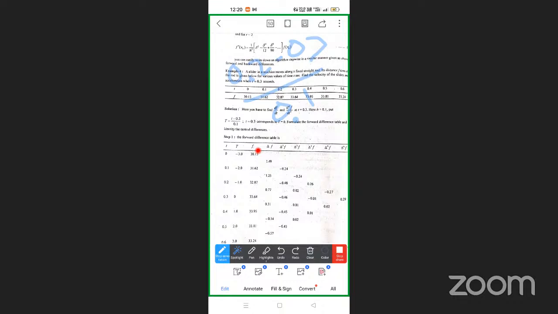Next, delta f is the difference between these two values. The table is the same for forward, backward and central differences. In any case, it is the difference between the second value and the first value. Here also the same. So this is the table up to delta power 6 of f.